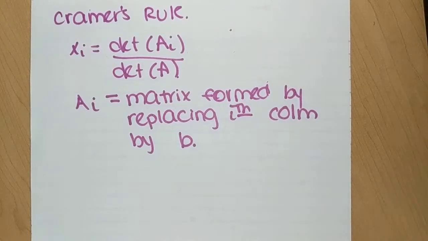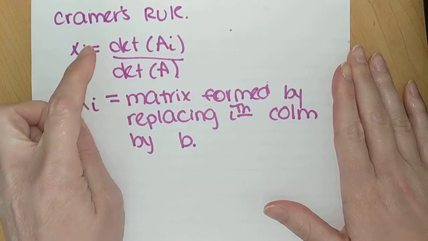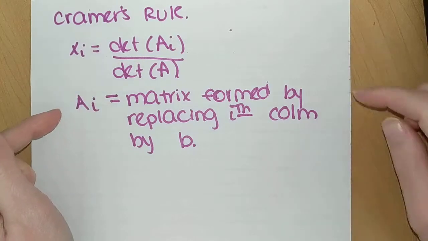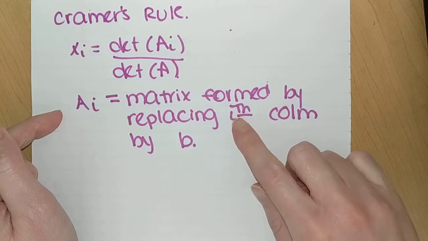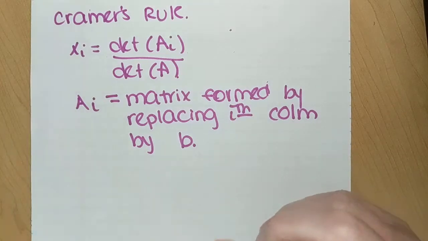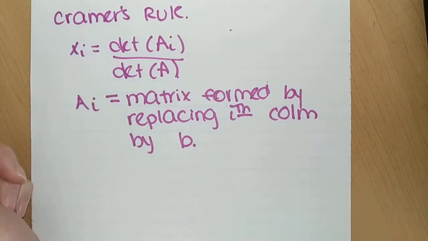This is a quick way that you can find the solution if you don't want to go through Gaussian elimination. What you can do is find the solution by taking the determinant of this Ai matrix, and that Ai matrix is formed by replacing the ith column by b, and b again is that constant vector that you have. And then you divide that by the determinant of A.